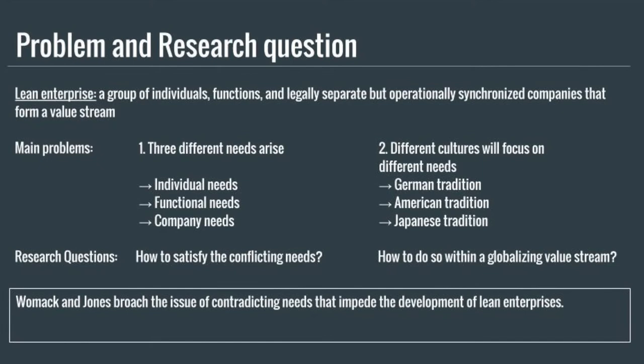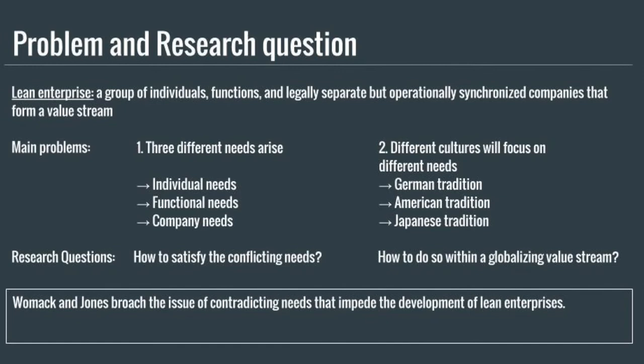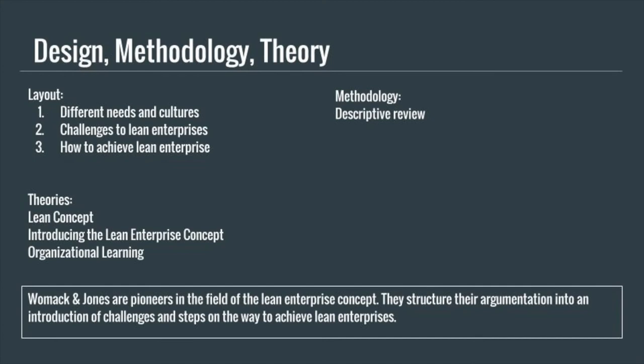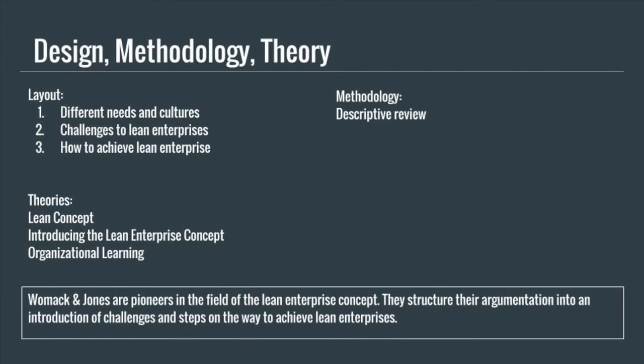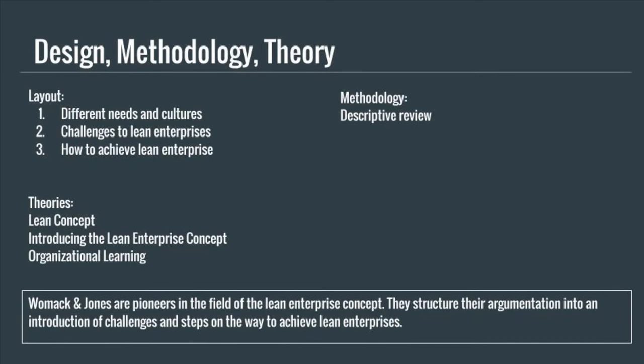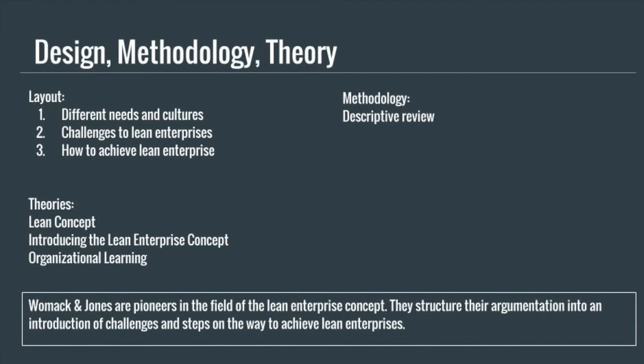There is often a lot of resistance from the employees as they have differing needs. It's important to understand these needs to be able to form a lean enterprise. Womack and Jones first explained the different needs and cultures that we discussed before. Secondly, they briefly explained why these needs cause challenges on the way of becoming a lean enterprise. After that, they provide a step-by-step instruction on how the challenges can be overcome and how an organization can become a lean enterprise.